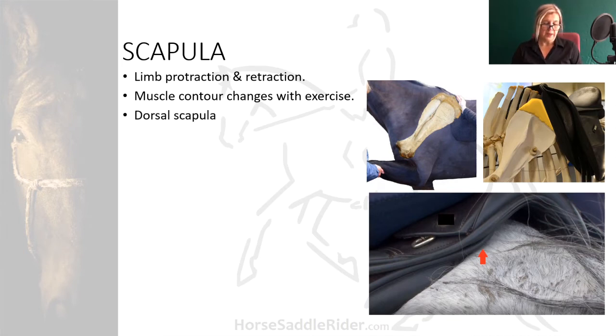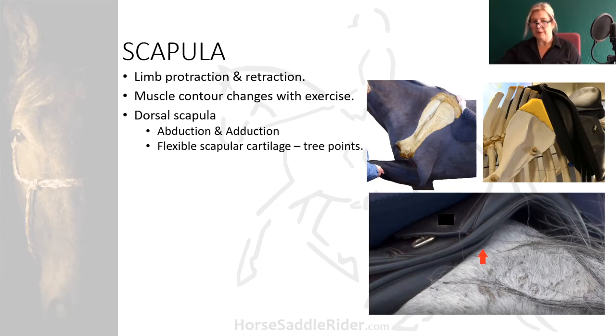The dorsal scapula in the region of the scapular cartilage abducts and adducts in motion. That cartilage is flexible and readily injured by saddle tree points. This is the right scapula, and you'll note the contours against the rib cage. It's slightly curved, so when it rotates backwards and forwards, it does so in adduction and abduction. And I'll show you that in a film shortly.